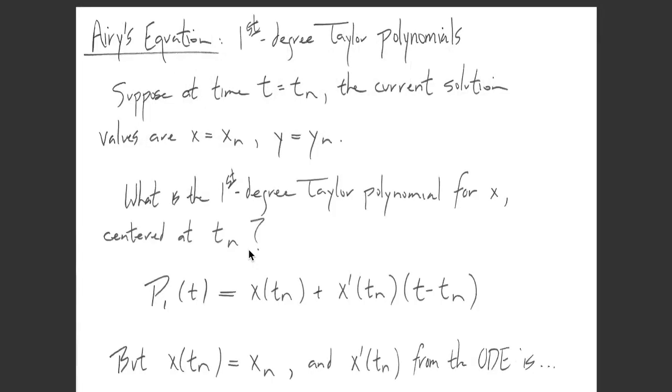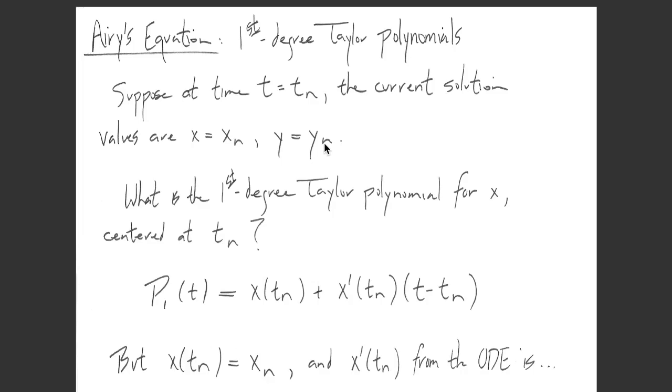The key to that is finding the Taylor polynomials for the first order system you have. So let's see how that plays out with Airy's equation. Suppose that at time t equals some value t sub n, where n just means the current step. n might be 5 if you're at the fifth step of the solution process. Suppose at time t equal t sub n, the currently computed solution values are x equal x sub n and y equals y sub n. So x sub n and y sub n would be known, numerical values that we have.